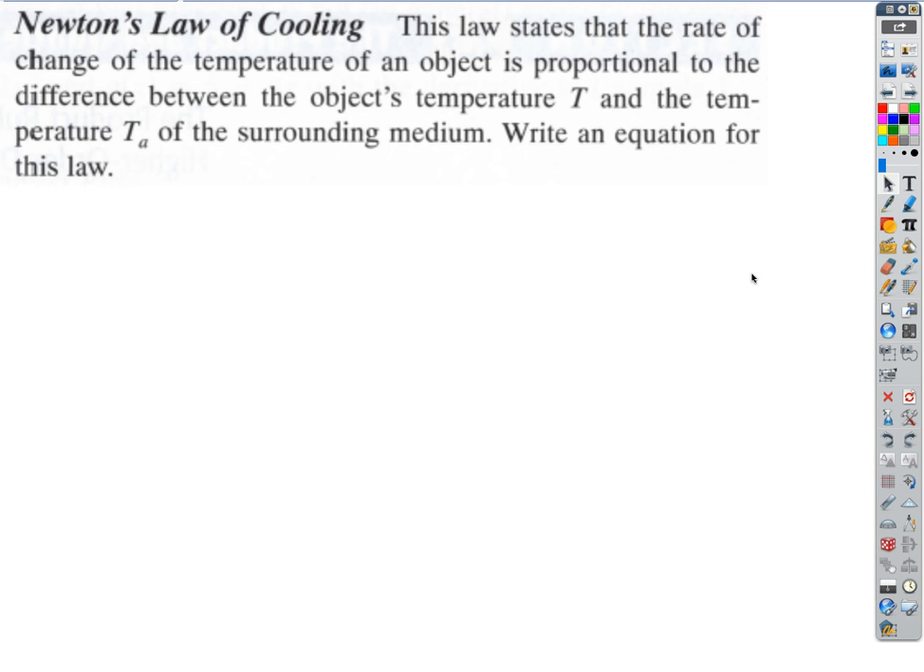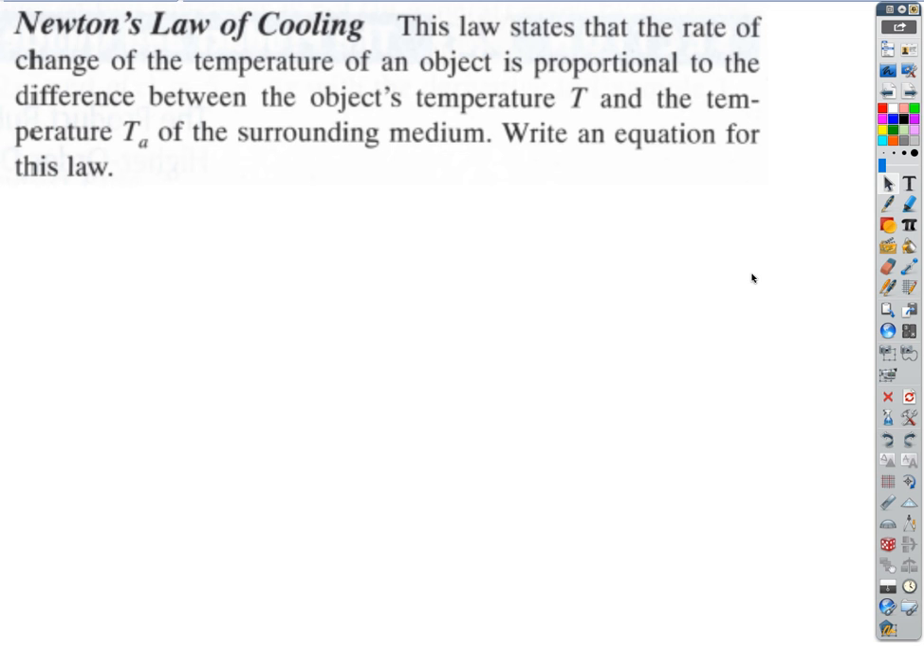So what's this say? The law states that the rate of change of the temperature of an object is proportional to the difference between the object's temperature, T, and the ambient temperature, T sub A. So the temperature of the environment it's in. Okay? How are we going to do that? This is a skill that you need to develop, right? So let's turn this into an equation. So let's highlight some important parts.